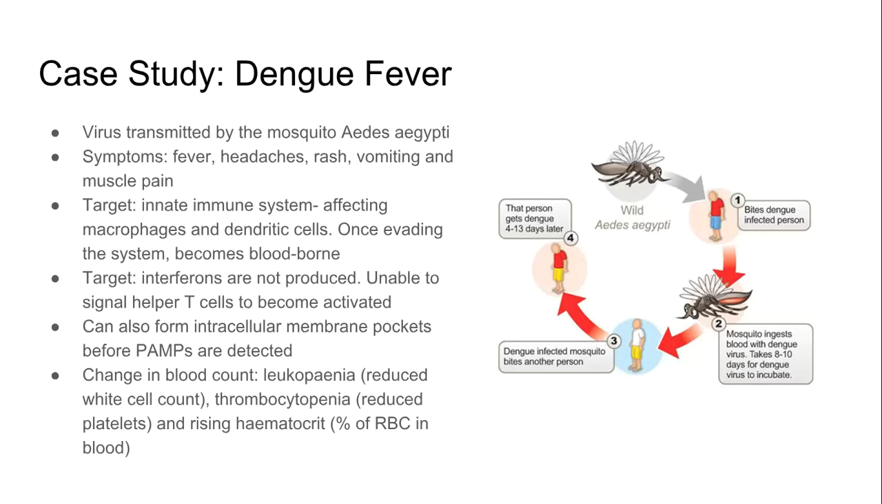And then when we're trying to look for dengue fever, we see a change in our blood count. So there's a reduced white cell count, reduced number of platelets, and the percentage of the red blood cells in the blood increases due to dengue fever in a person's body. So this is how the humoral immune system, so the adaptive, the specific immune system, is affected in dengue fever.